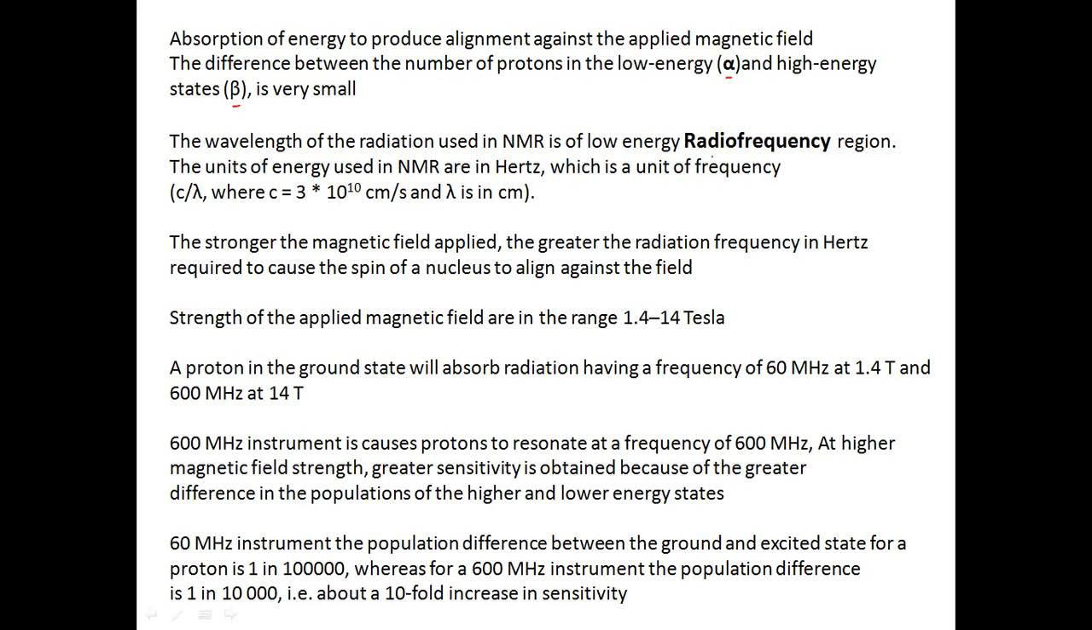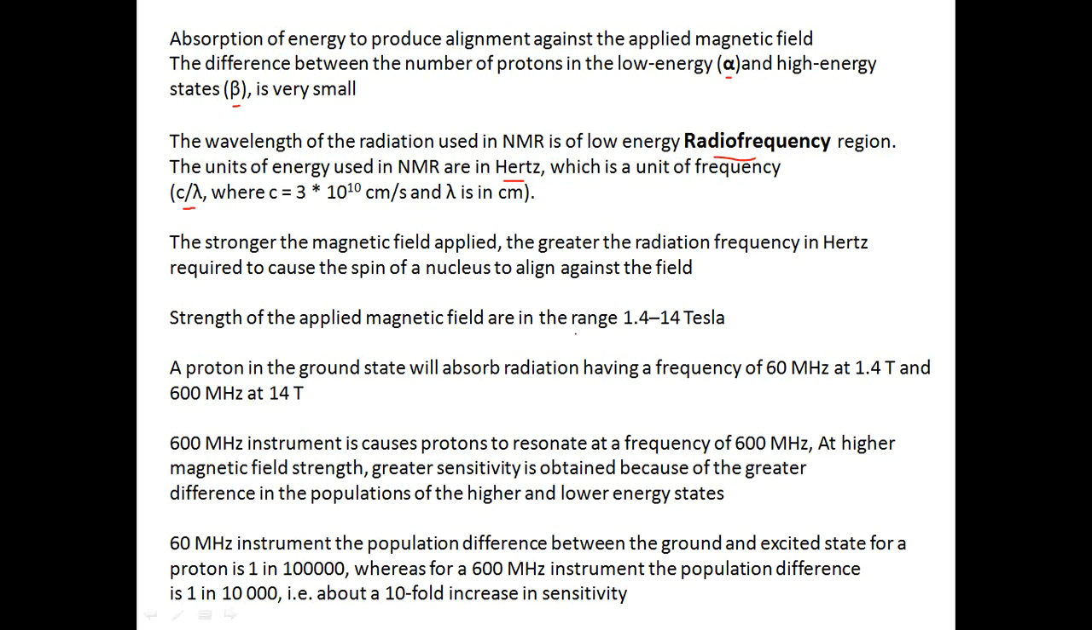Radio waves are used, whose energies are given in terms of hertz, which is a unit of frequency, that is c by lambda. C is your speed of light and lambda is the wavelength of the radiation being used, right? So low energy radio frequencies are used in NMR spectroscopy.